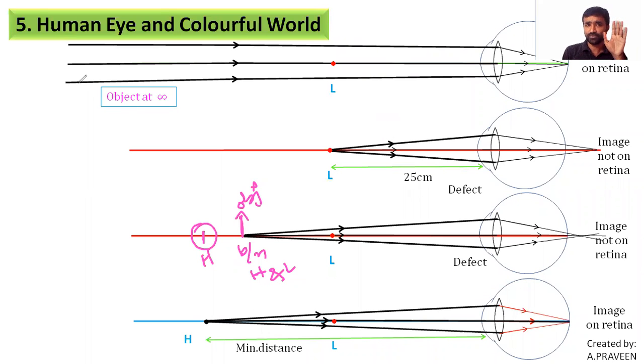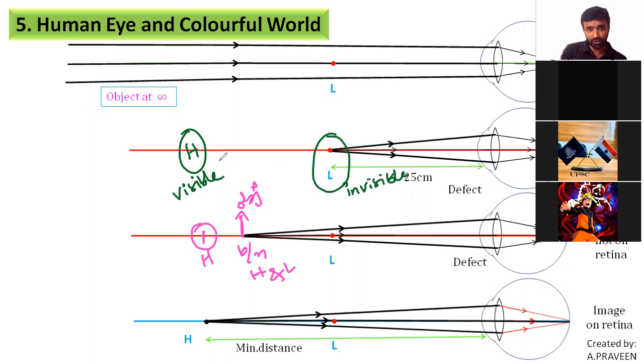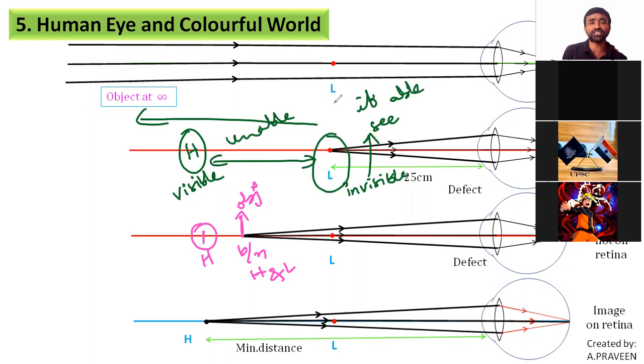Are you clear? Where actually is he unable to see? Can anybody give me clarification? At point L, yes, he is unable to see. At point H, he is able to see. Here visible, here invisible. So in this region, he is unable to see. If he is able to see at any distance, because infinity is there, then we need to show the object which is at L.